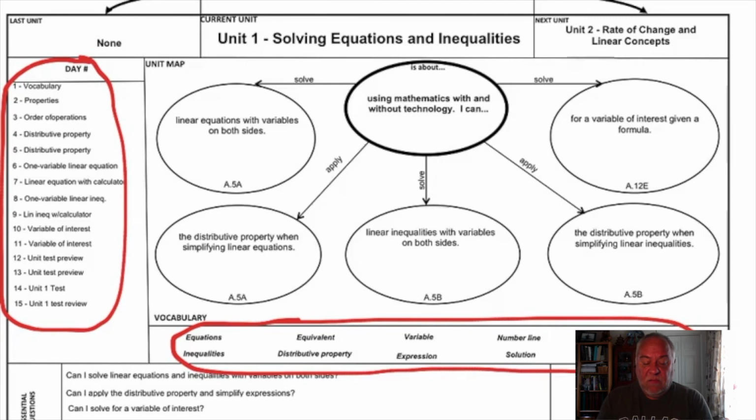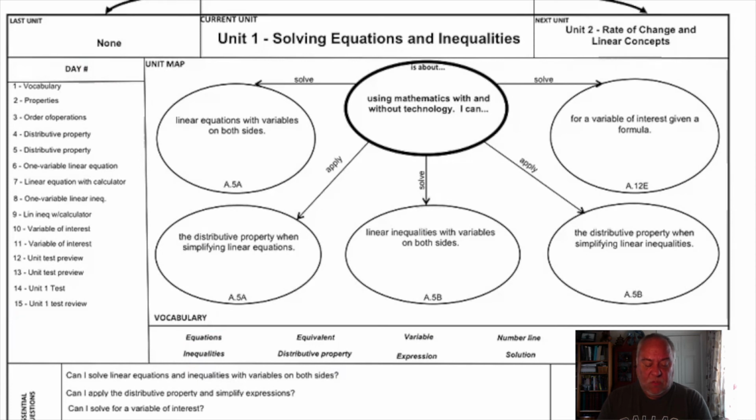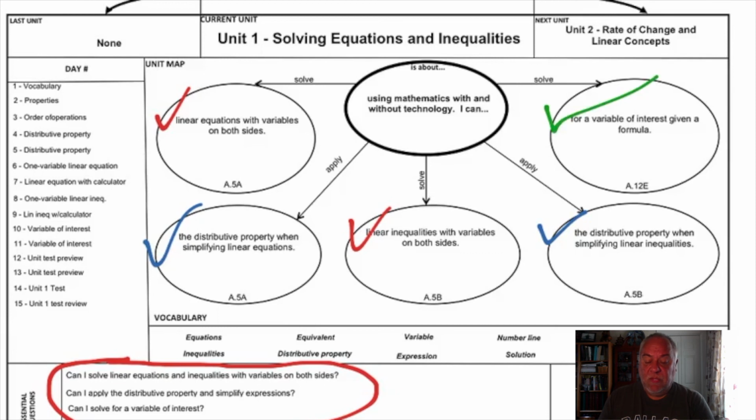Okay, and then down at the very bottom you'll see, hey, I've got these questions here, and if we do the lesson right, notice what the questions say. Can I solve linear equations and inequalities with variables on both sides? Yeah, and there's that one there and that one there. Can I apply the distributive property and simplify expressions? Okay, there's that one there and that one there for the distributive property. Can I solve for a variable of interest? And there's that one there. Okay, so basically at the end of the unit, if you can answer those 3 questions on the bottom positively, in other words, yes, I can do those, then we've been very successful with this unit. And we can move on.